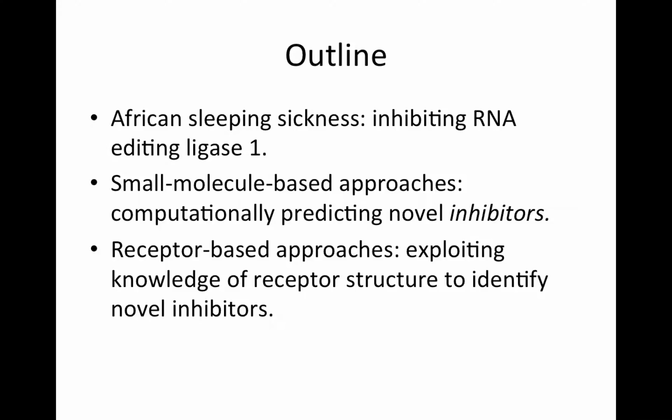First, I'll describe an enzyme from Trypanosoma brucei called RNA editing ligase 1, or REL1, that may one day serve as the drug target of future antiparasitic medications. Second, I'll demonstrate how computational techniques that analyze known REL1 inhibitors can be used to identify novel inhibitors with improved efficacy or pharmacological properties. Finally, I'll describe how knowledge of a drug target structure can also help guide the computational identification of novel inhibitors.